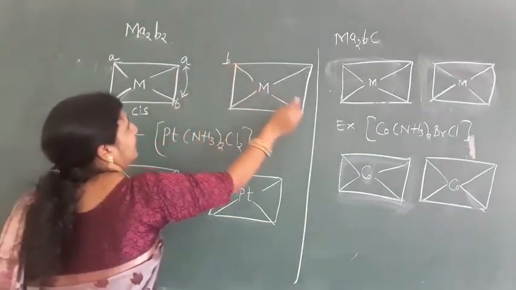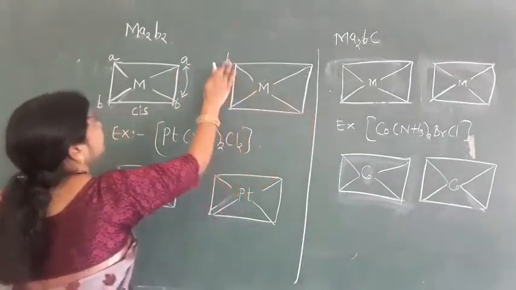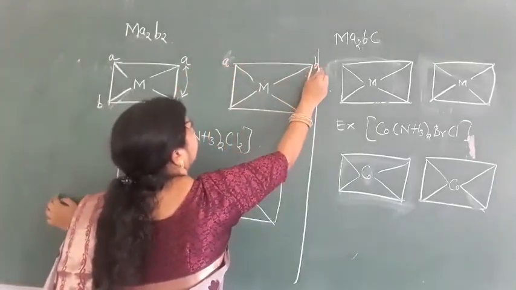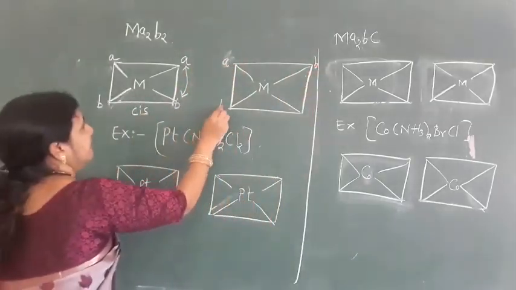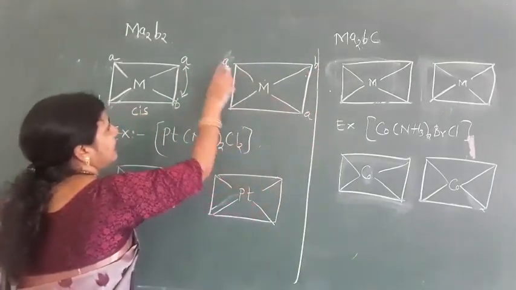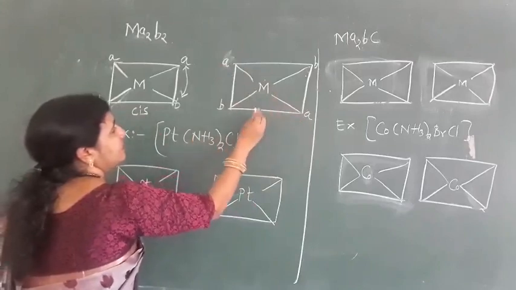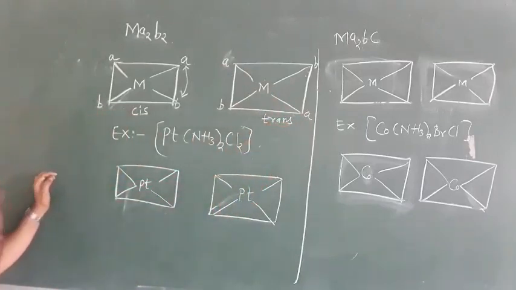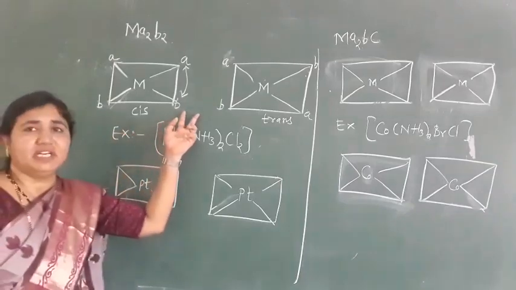Here we have B and here we have what? Sorry, here A and here we will get B. This AB will be same and here A. So now the two similar atoms are opposite to each other. So what is this one? Trans isomer. So in A2B2 we will get two geometrical isomers.